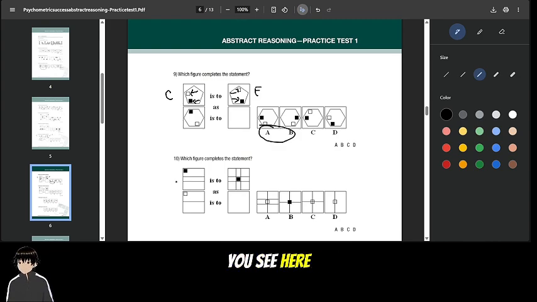So which figure completes the statement? You see here, the box is outside, and then eventually it gains another line here, and then the box goes inside. So there's going to be a line added on the second here, and the box is going to go inside as well. But I'm not really sure.